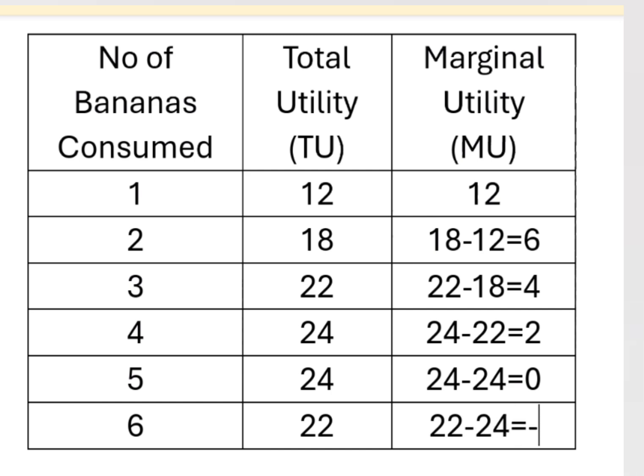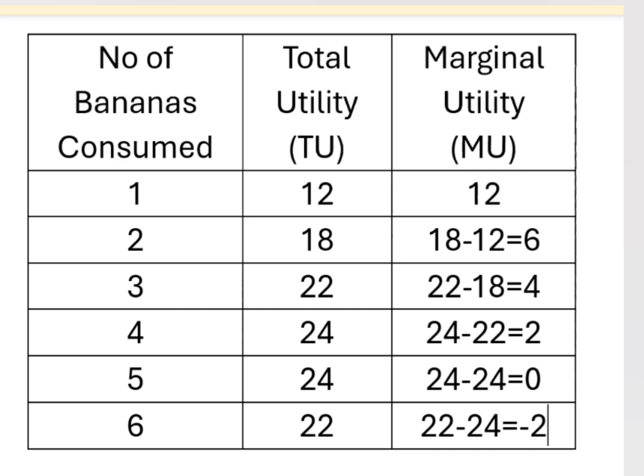What does this tell us? The law of diminishing marginal utility states that as we consume more units of bananas, the extra satisfaction or marginal utility from each additional unit decreases. Notice how MU goes from 12 to 6, then 4, 2, 0, and even becomes negative at minus 2.